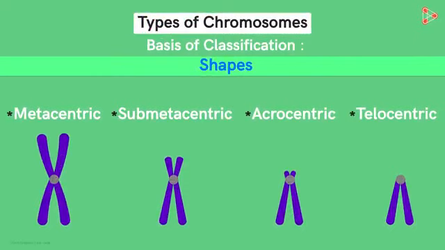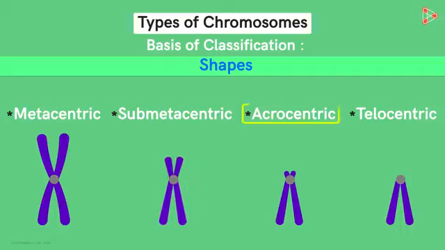Let's have a look at the structures of each type. Aren't these simple to understand? This one is called metacentric type. As we can see, the centromere is placed almost exactly at the center. The two arms seem almost of the same length. We can say that the centromere is placed somewhat in the middle of the complete structure. Now the next type is the submetacentric. Here, the centromere is placed slightly away from the center. As a result, the two arms of the chromosome appear unequal.